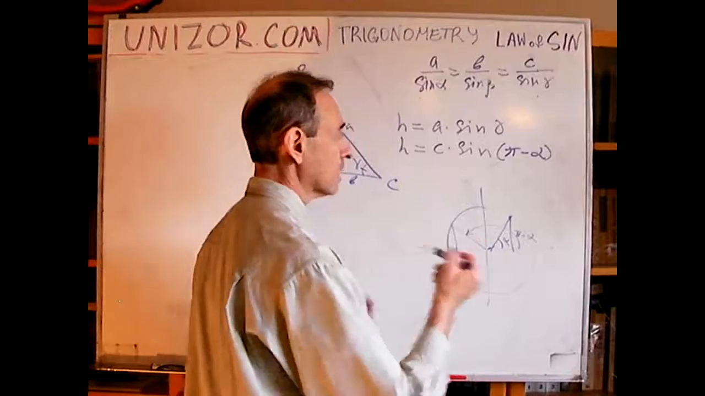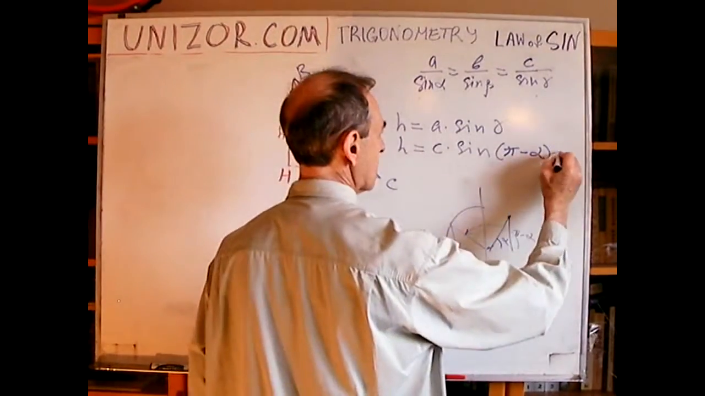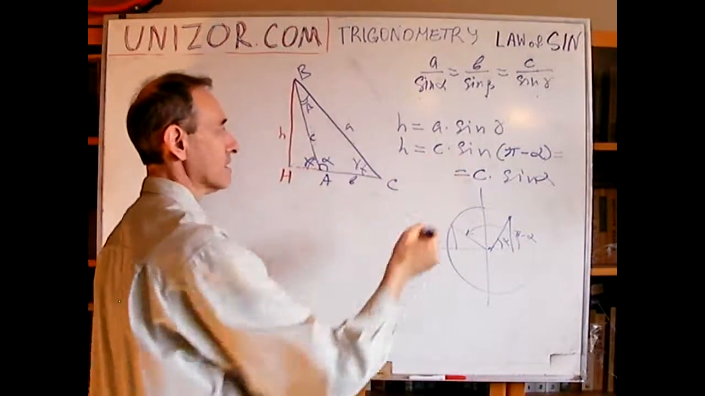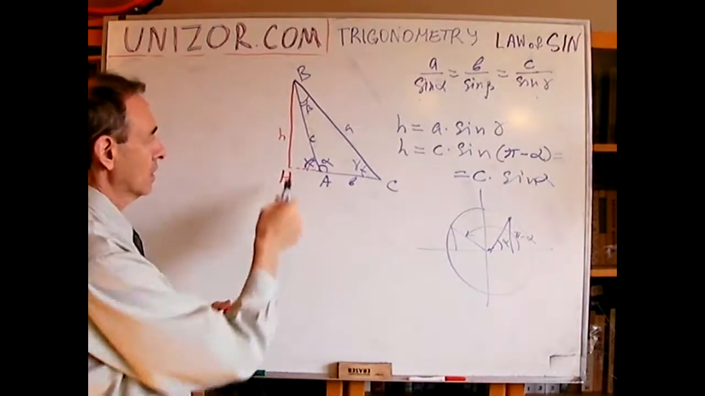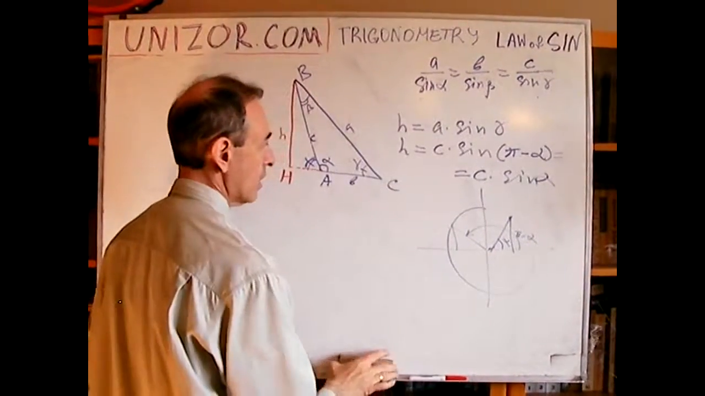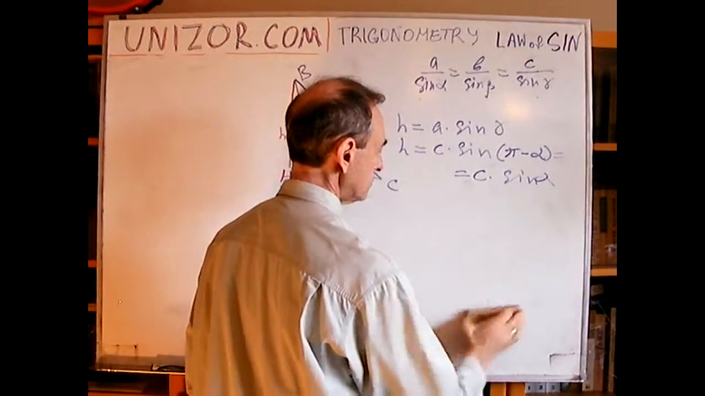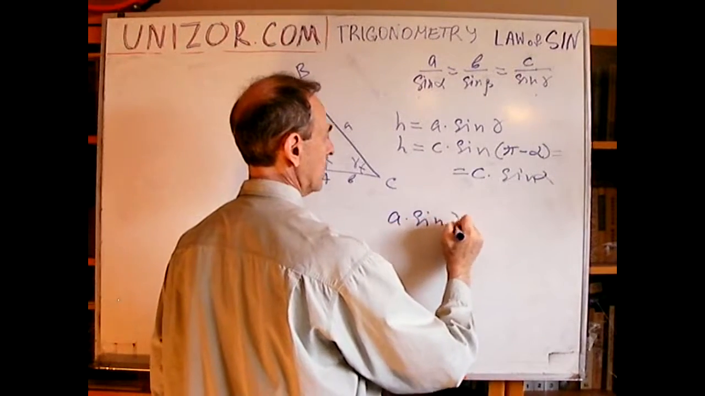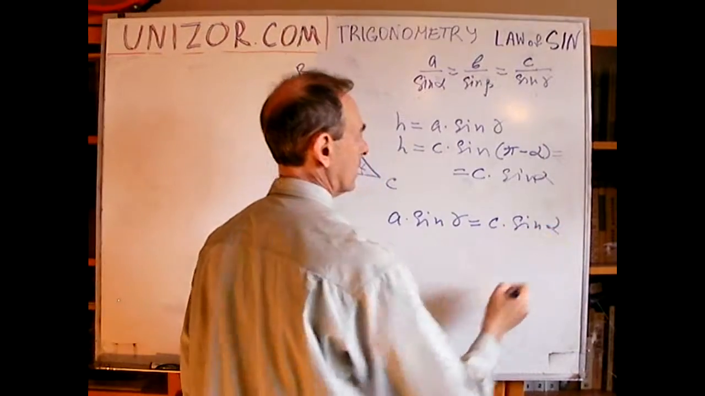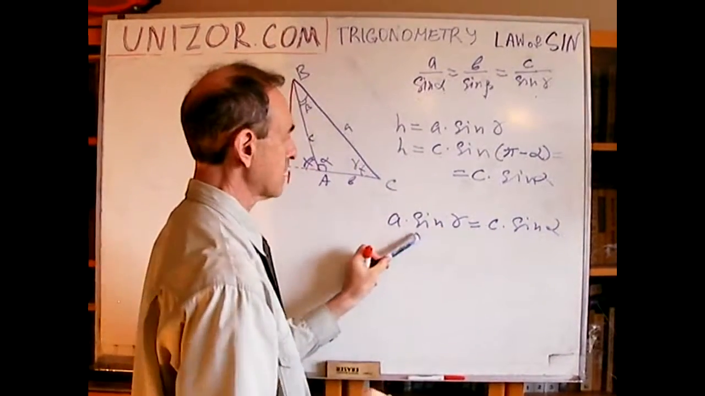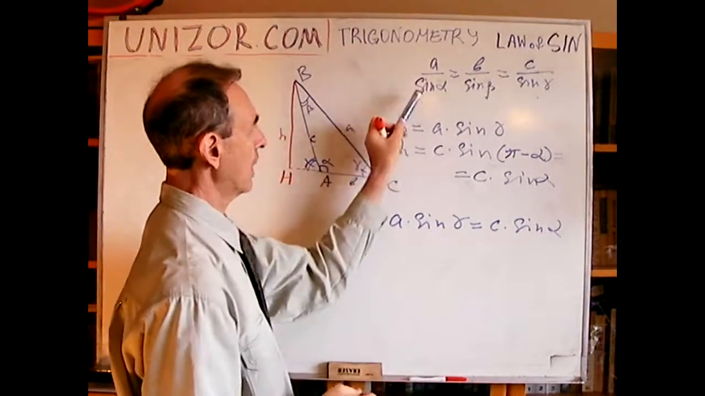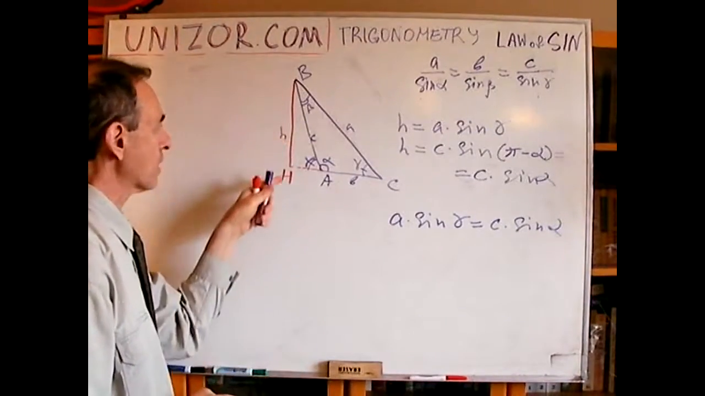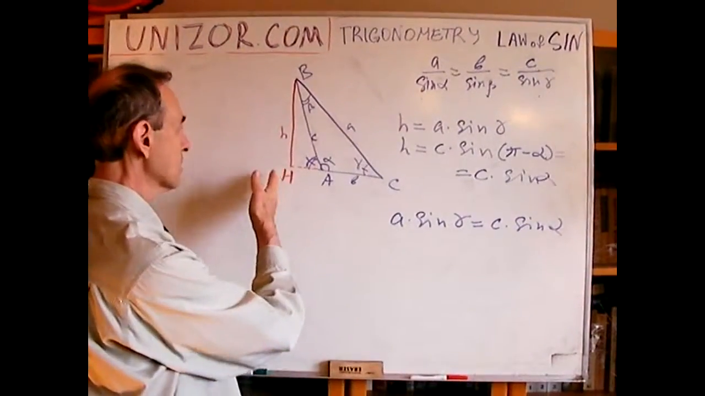So, using the trigonometric properties of a sine, I can say that this is equal to c sine of alpha, which is exactly the same as before when the triangle did not have this obtuse angle. So, all I'm saying is that the formula remains absolutely the same. A sine gamma equals C sine alpha. And again, dividing this by sine alpha times sine gamma, you will have A over sine alpha equals C over sine gamma.